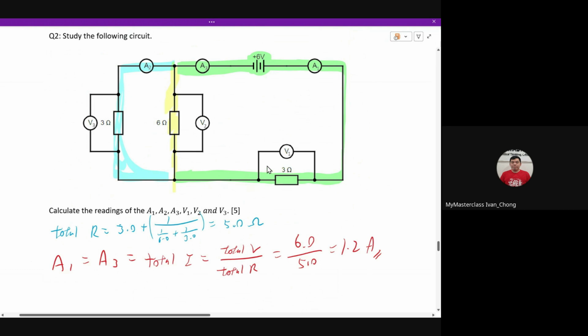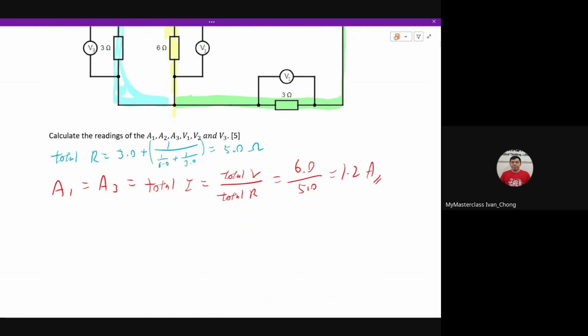So now you see V1 here. So let's ask ourselves, do we have V1? We need I1, we need R1. So you look at I1. I1 is actually your total current. So we have 1.2. Do you have resistance? We do. We have 3.0. Okay, so this is 3.6 volts. So we solved for V1 already.